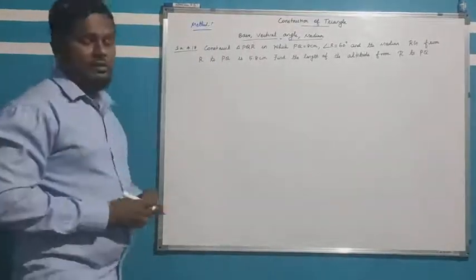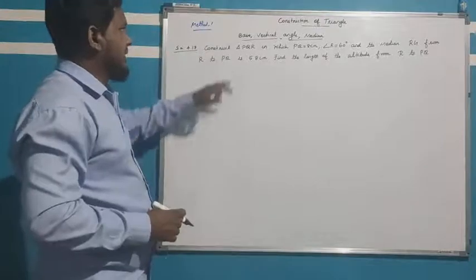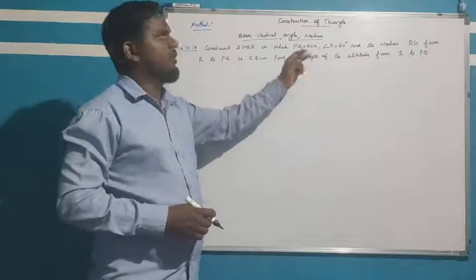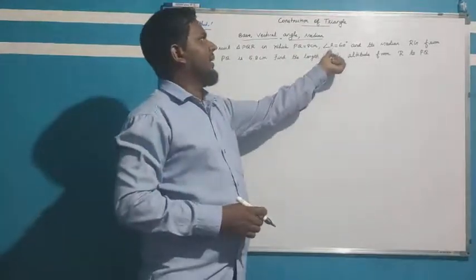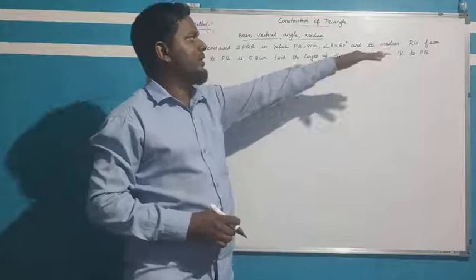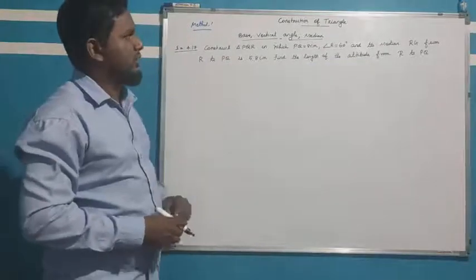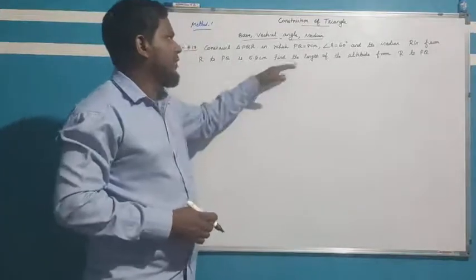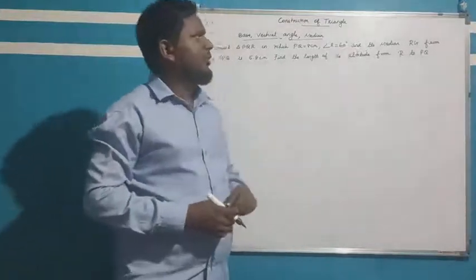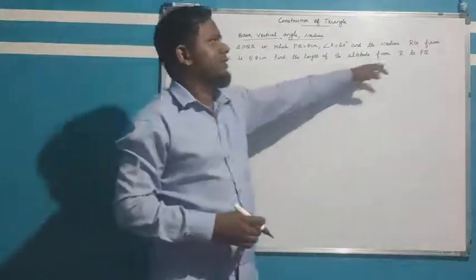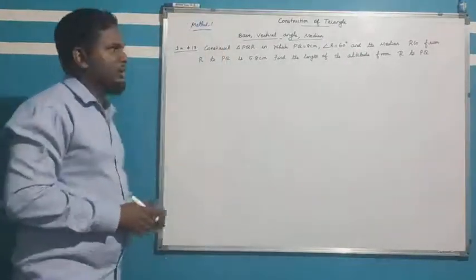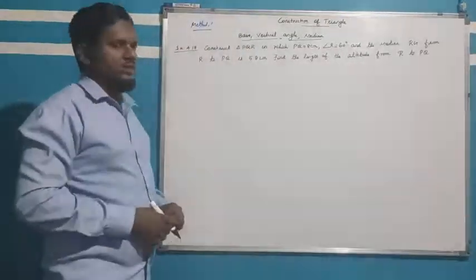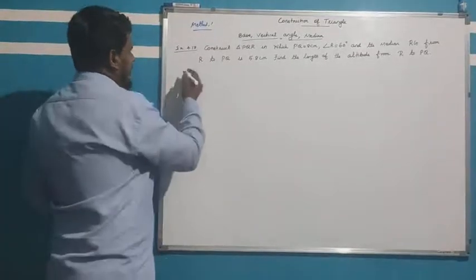Example 4.17. Construct triangle PQR in which the base PQ is 8 cm and the vertical angle is 60 degrees, and the median RG from R to PQ is 5.8 centimeter. Then you have to find the length of the altitude from R to PQ. What is the height? You have to find the altitude by construction. Now we can find the solution.